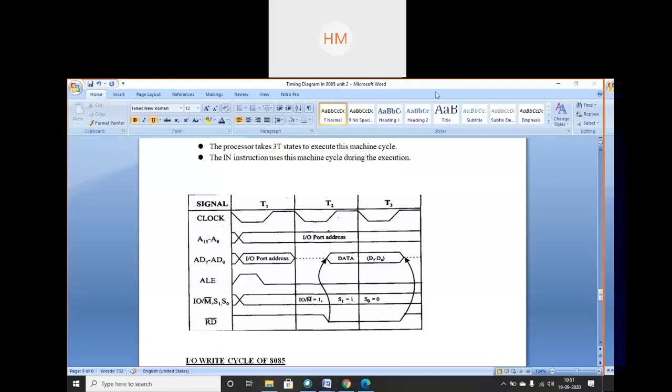No one can explain this diagram? Ma'am, yes, who is speaking? Kiran. Kiran, okay, yes, Kiran.